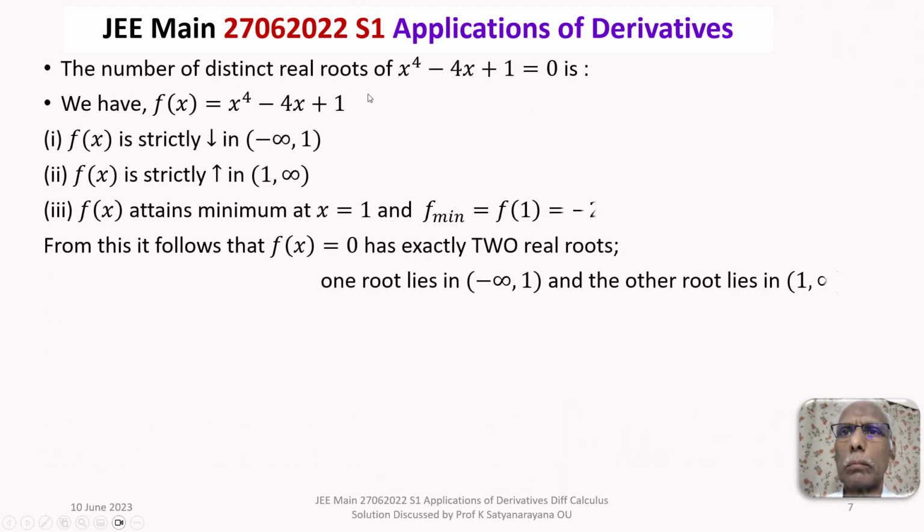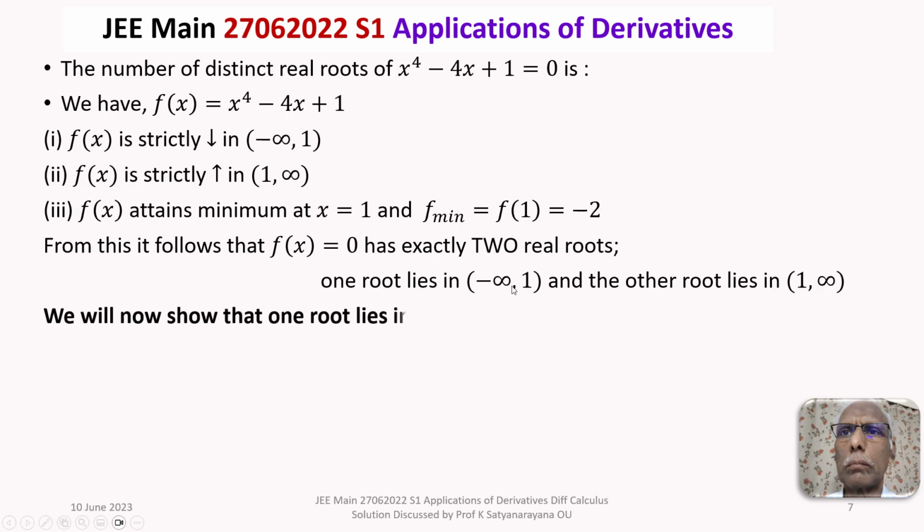So, this is what we have done. f of x is x to the power of 4 minus 4x plus 1. We have seen f of x is strictly decreasing in minus infinity to 1. f of x is strictly increasing in 1 to infinity. f of x attains minimum value at x equal to 1, and the minimum value is minus 2. From this analysis, it follows that f of x equal to 0 has exactly two real roots. One root lies in minus infinity to 1, and the other root lies in 1 to infinity.